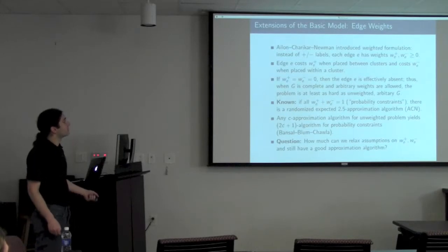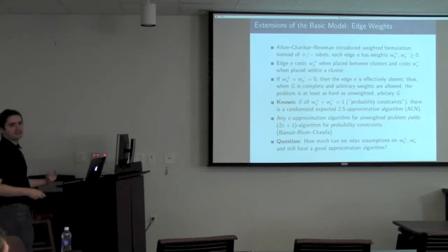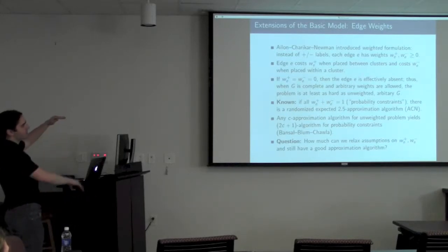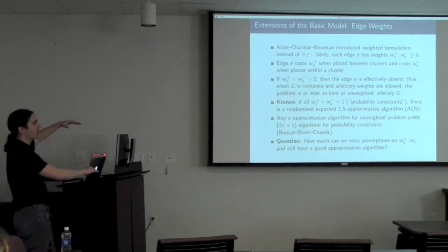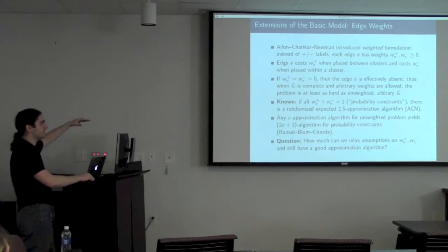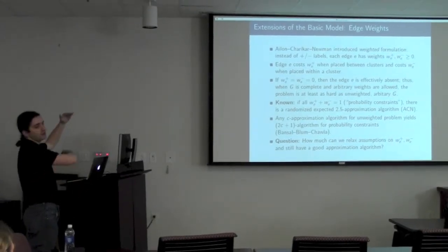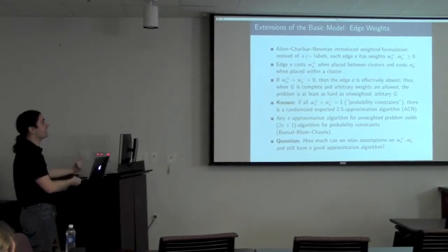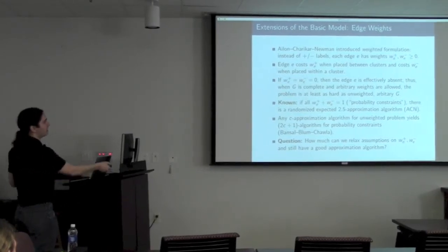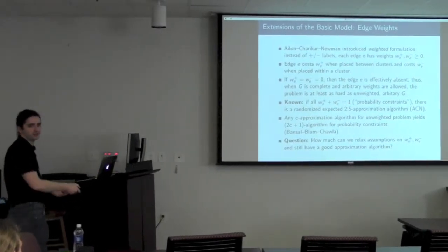So this is interesting to me because it suggests that there is a sort of boundary between totally arbitrary weights, which are hard, and probability constraints, which are easy, and maybe we can find some intermediate set of assumptions where you still get a constant factor approximation algorithm, but you can express more situations.